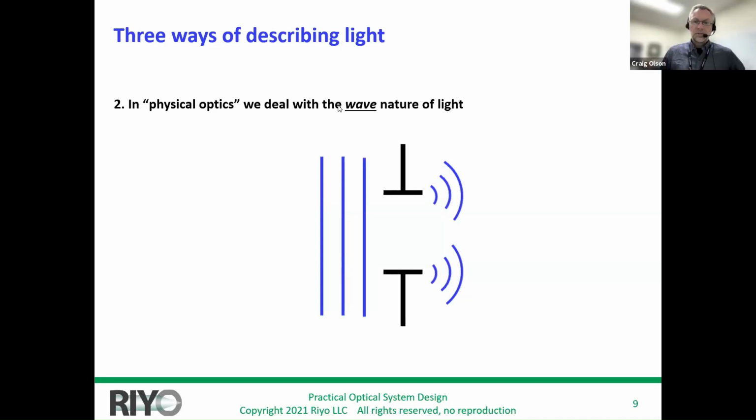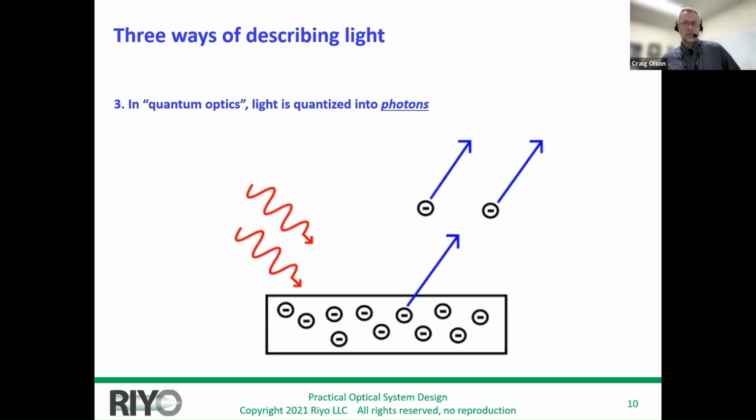The wave nature of light, which is really diffraction. So you have Fresnel or Fraunhofer diffraction, where you think about a wave front of light coming in diffracting from an aperture, and you have things to consider there. That's also dealt with a little bit in optical system design. The third way of dealing with light is quantum optics, where light is considered these little bullets or packets of energy called photons. And that really is a useful way of dealing with how light interacts with matter. So we really don't talk much about quantum optics in optical system design and engineering.